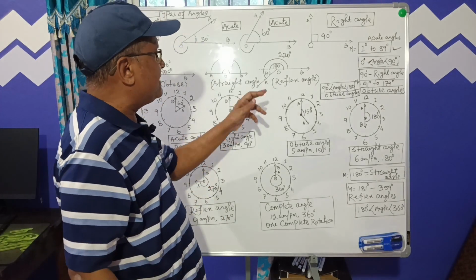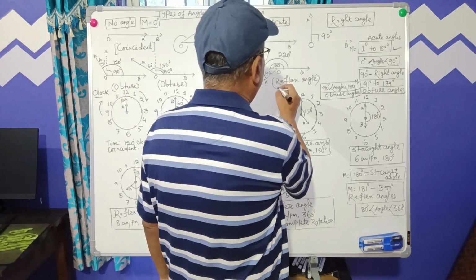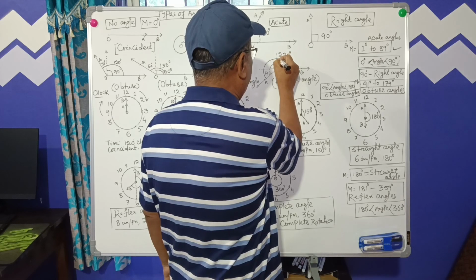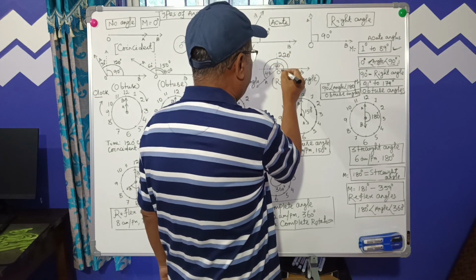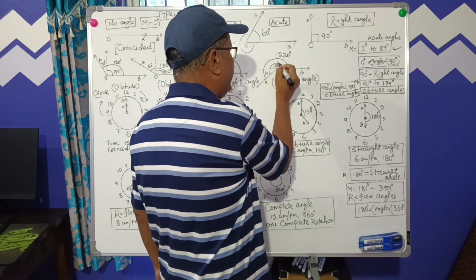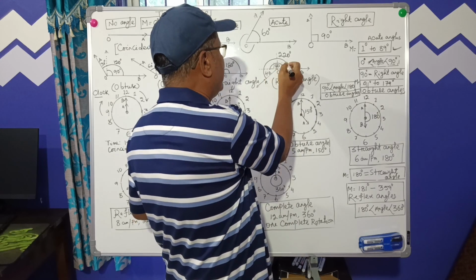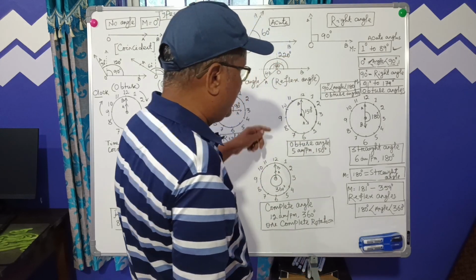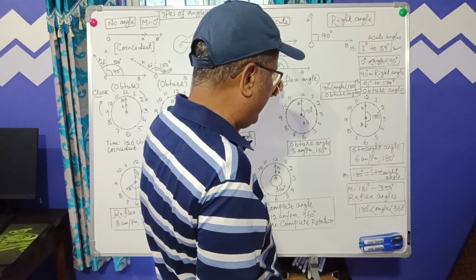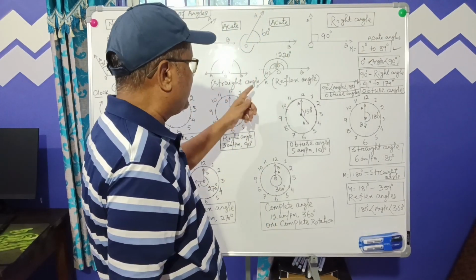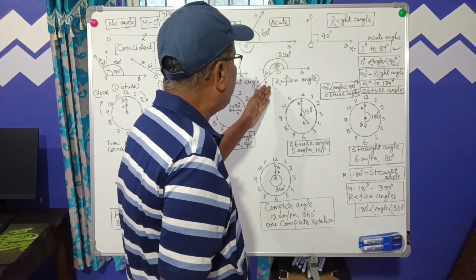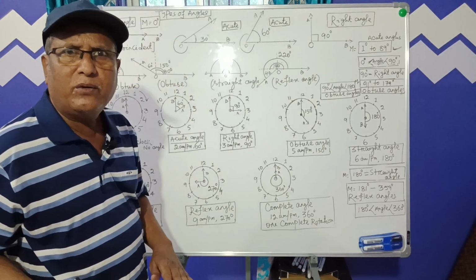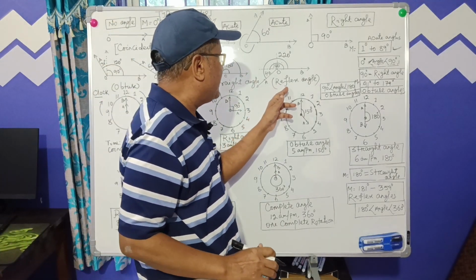So now you see another example. If we make a perpendicular here, now here 90 and here 90, so 180 degrees. But here, if the measure of the angle is 220 degrees, in this case, what type of angle is it? This angle we call the reflex angle.